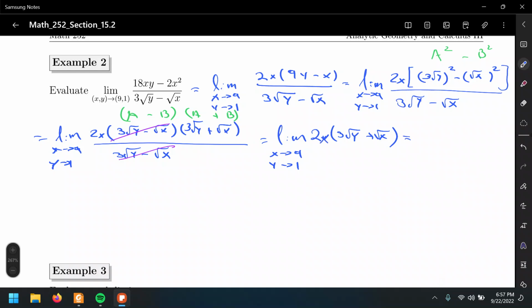And compute the limit. So that's going to be 2 times x, which is 9, times 3 root of y, which is 1, plus root of 9. And this will be 2 times 9, which is 18, times 3 plus 3, 18 times 6, 108. All right.